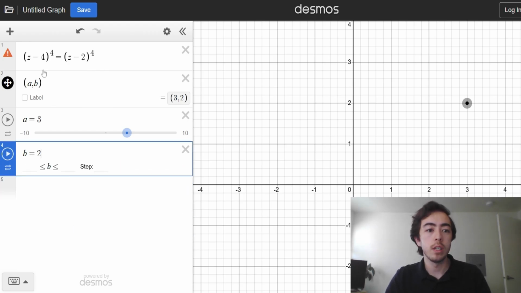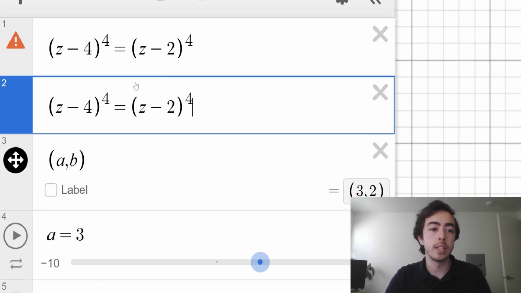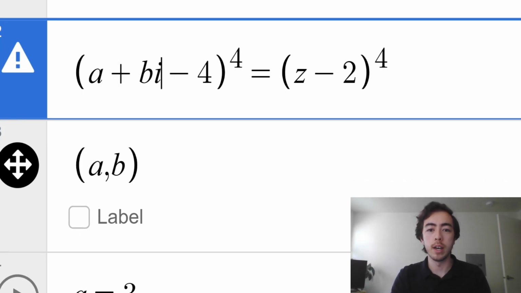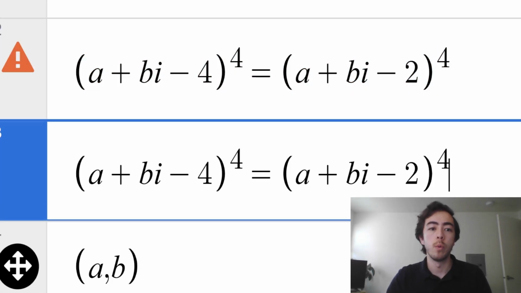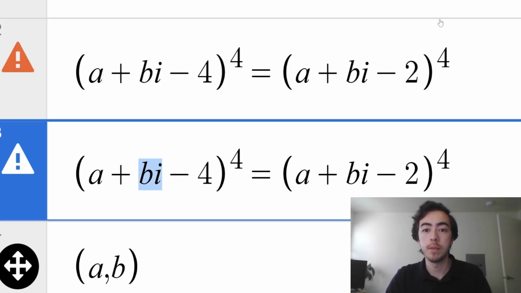And so we need to think about this first, trying to make sure that z minus 4 and z minus 2 have the same size, or distance from 0, or modulus. And I think it would help if we just replace z with a plus bi. This is just that general form of complex numbers, where a and b are some real numbers, and this i makes this bi part imaginary.